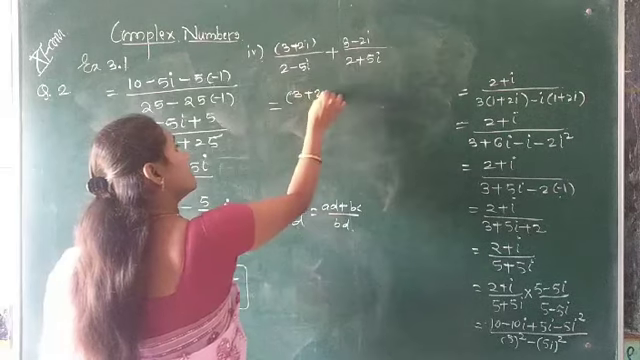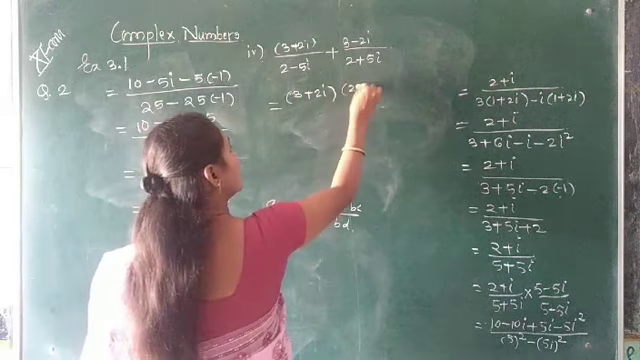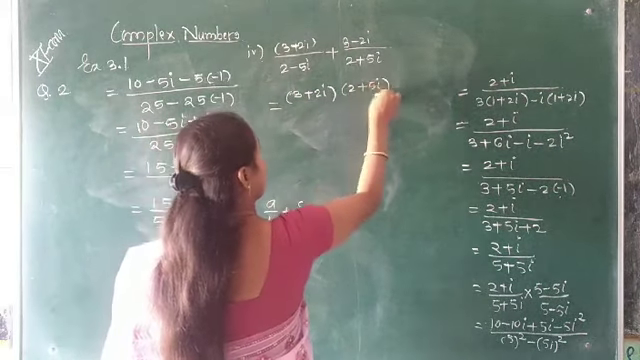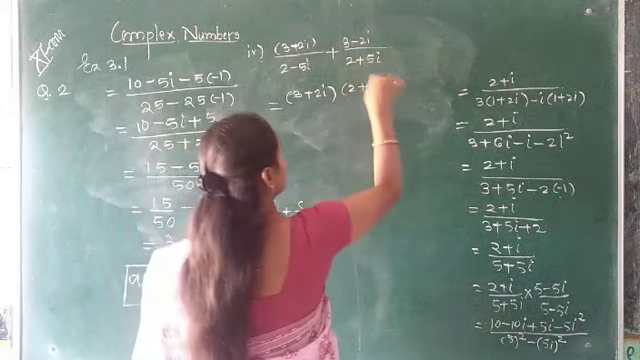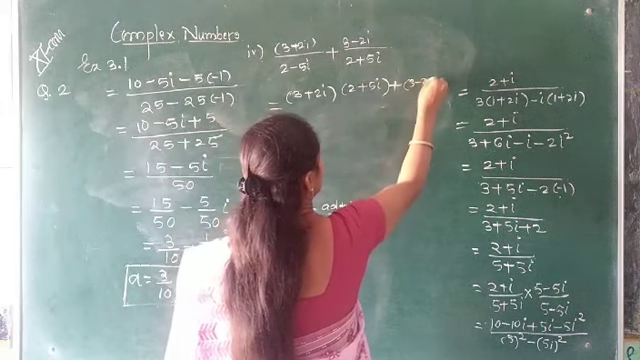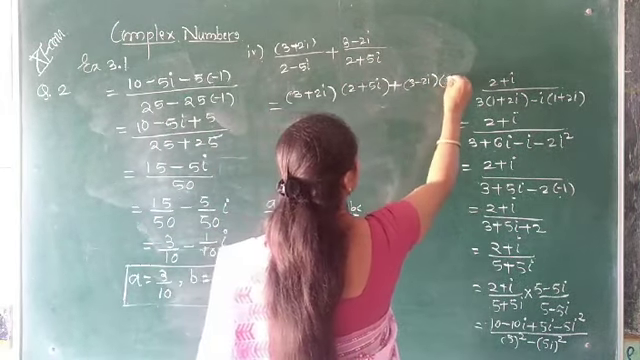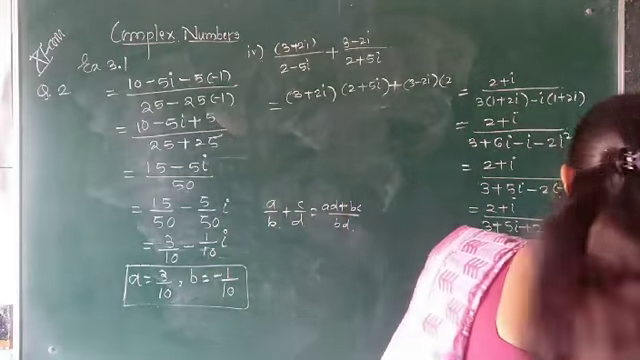That is (3 plus 2i) into (2 plus 5i), plus (3 minus 2i) into (2 minus 5i).